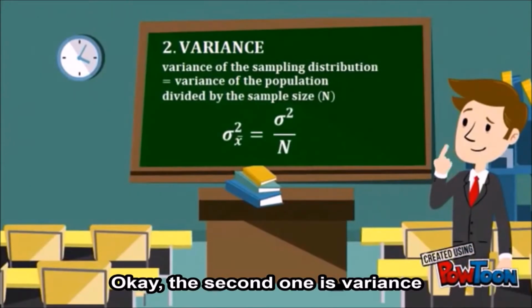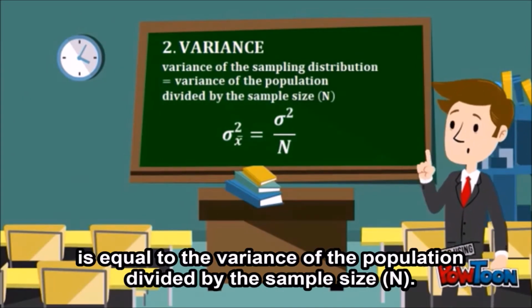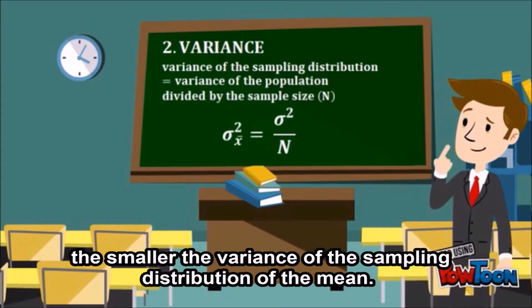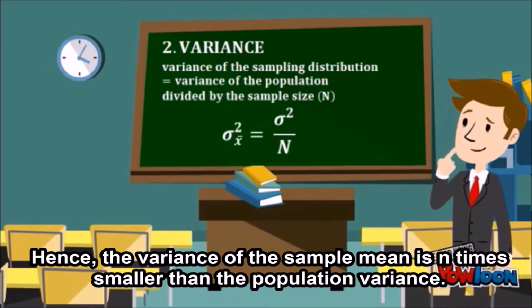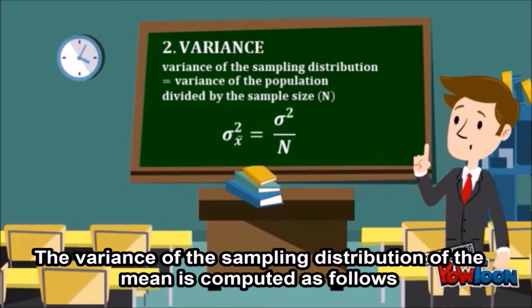Okay, the second one is variance. The variance of the sampling distribution is equal to the variance of the population divided by the sample size. The larger the sample size, the smaller the variance of the sampling distribution of mean. Hence the variance of the sample means is n times smaller than the population variance. The variance of the sampling distribution of the means is computed as follows.